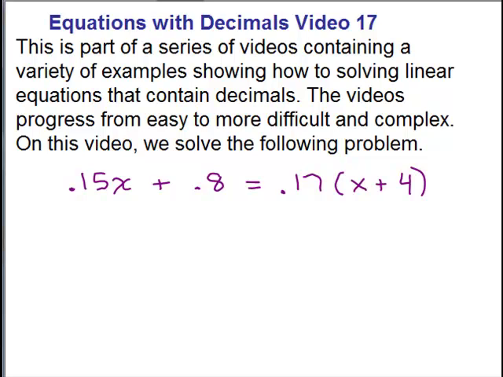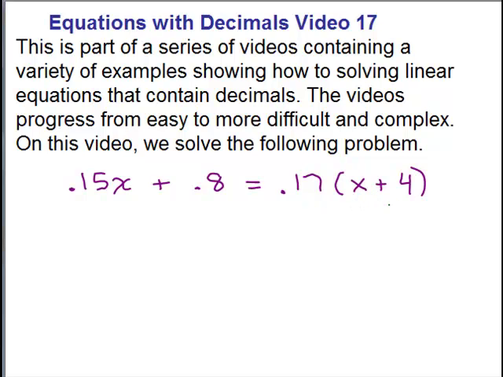Alright, this is video 17 in our series of videos on solving equations with decimals. And we do all of these problems at least two ways. One is to just work with all the decimals, do the arithmetic with them as we work through the problem as if there weren't decimals, and the other is to eliminate all the decimals first. So first I'm going to do it by just keeping the decimals as they are.